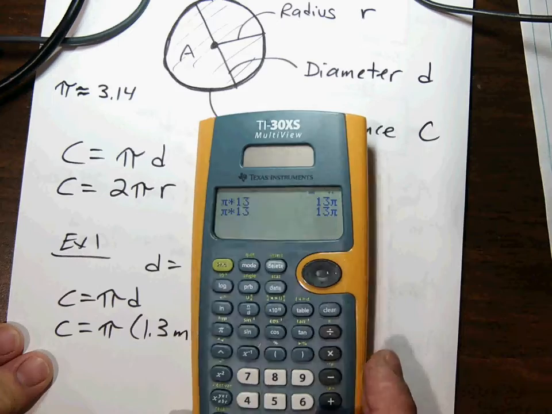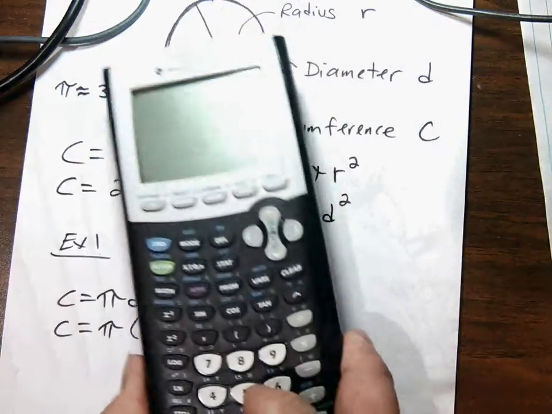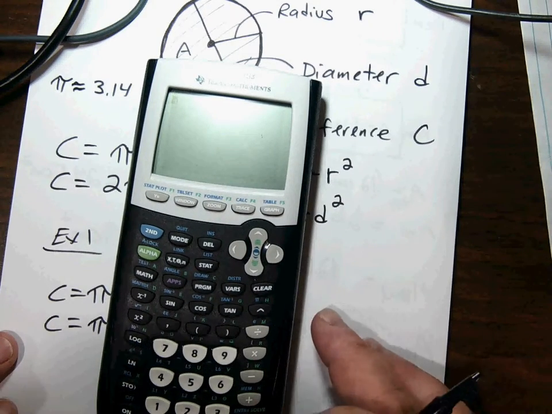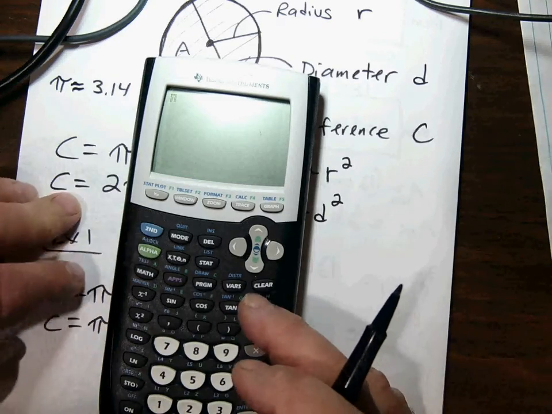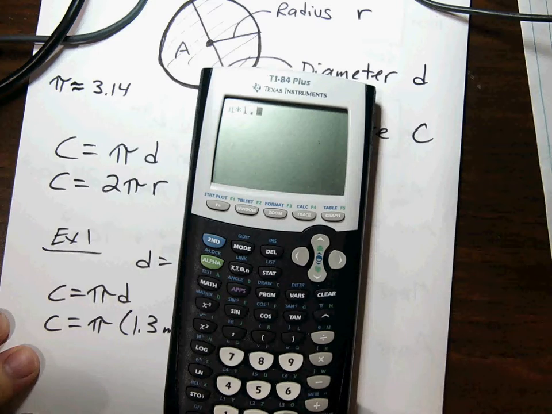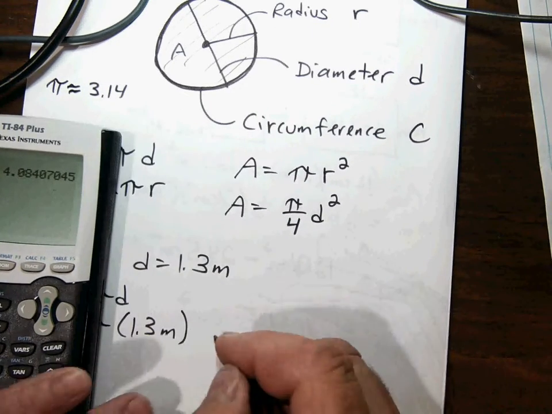Boy, that's what happens when I grab an unfamiliar calculator. Let me grab a different one. Now I gotta find pi on this one with the clock ticking. Sometimes you gotta hit like a shift button. Oh boy, it's gonna give me the same thing, I bet. Equals, no, okay. Pi times 1.3 equals 4.